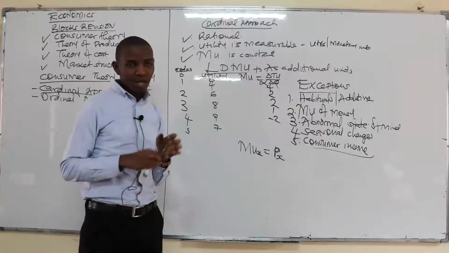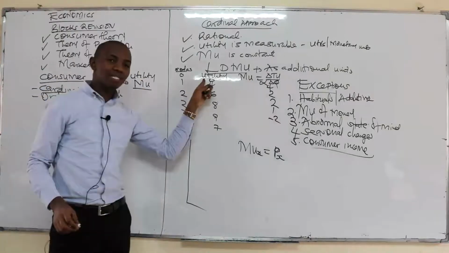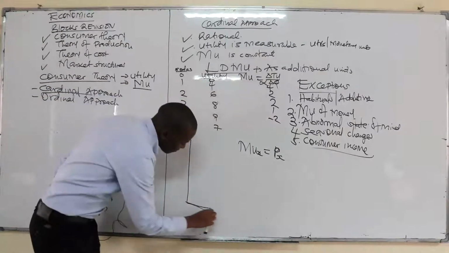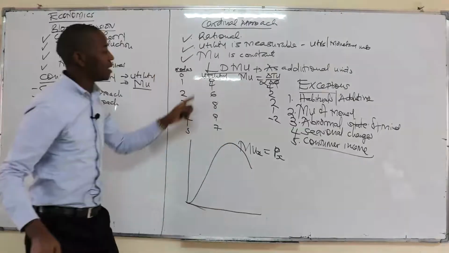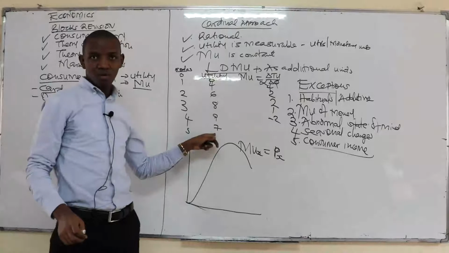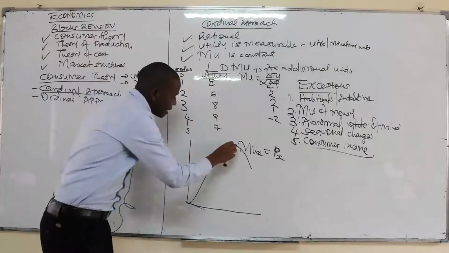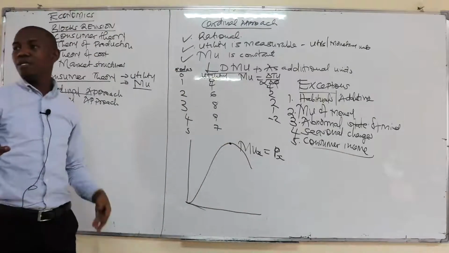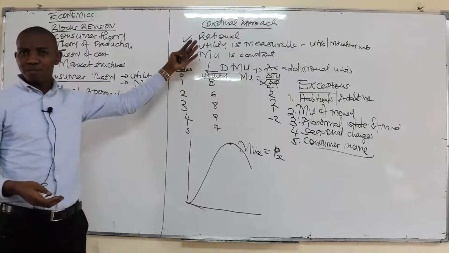Sawa sawa. Now, for the utility curve, even though imeanza huku chini. Are we together? So the utility here inapanda, sawa sawa. Then imefika mahali imeanza kuteremka. Kwa pamoja. Are we together? So in this case, the consumer will maximize his utility, because at equilibrium, this is whereby the consumer is maximizing his utility.